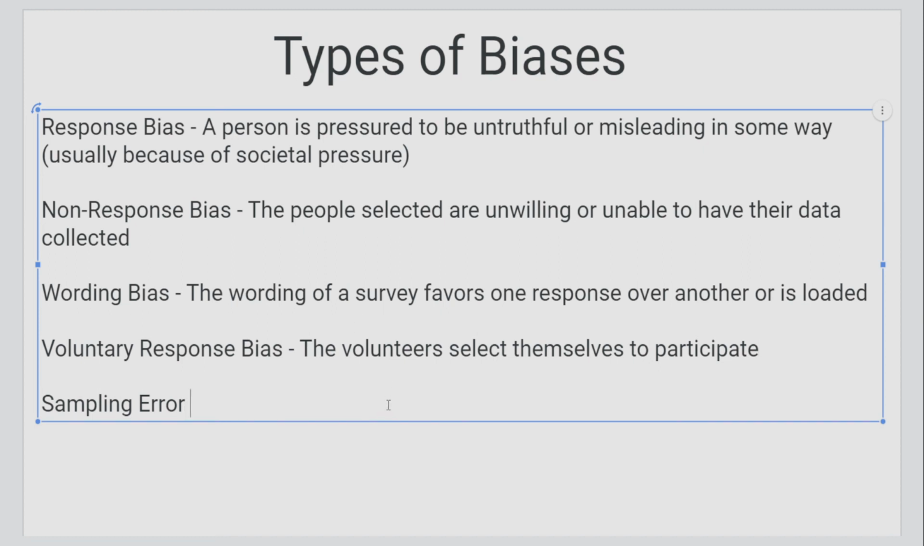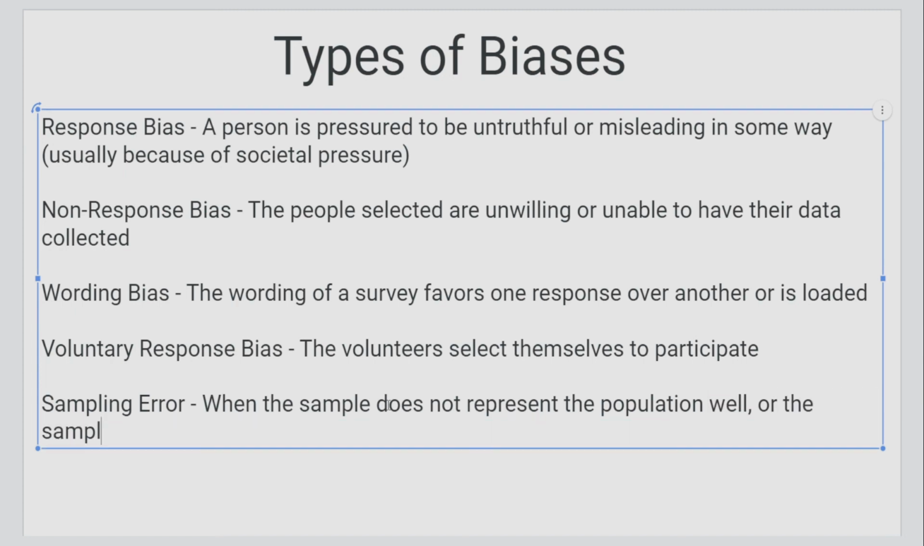Finally, sampling error. That's when the sample does not represent the population well, or the sample is not a good fit for the research. So sampling error could be I just had a bad sample, right? Like I'm doing a survey of Crick students and I got only 12th graders even though I randomly selected. That is a sampling error, right? Like I'm not getting the opinions of say 9th grade or 5th grade. And so it doesn't represent the Crick student population well.